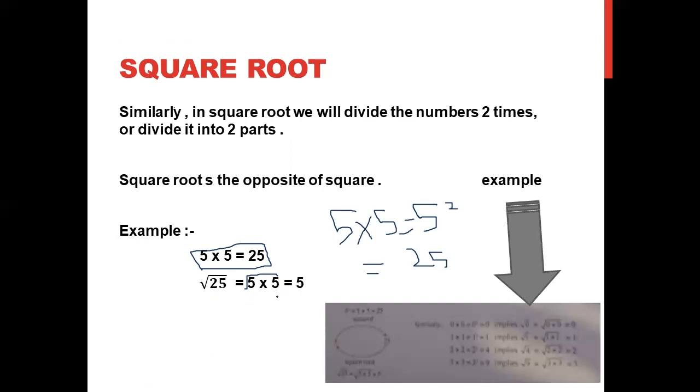Now there should be a square here. That is 25. We will have to divide it into 2 parts. So technically, 25 is equal to 5 multiplied by 5, which is equal to 5 squared. We cancel the square, which is equal to 5.